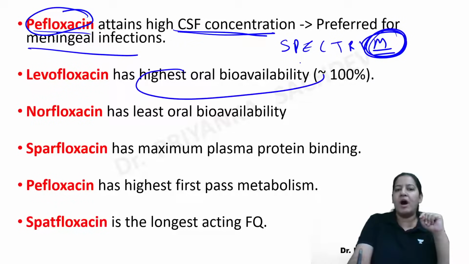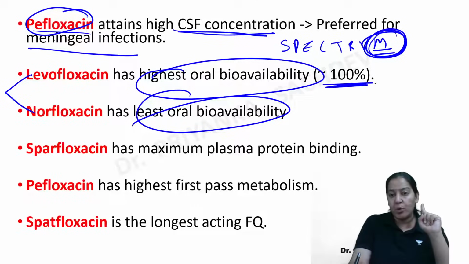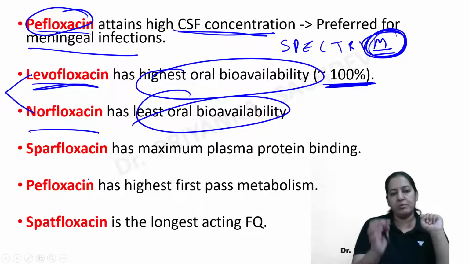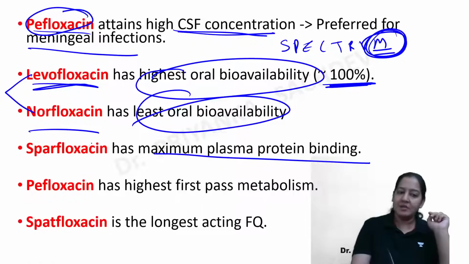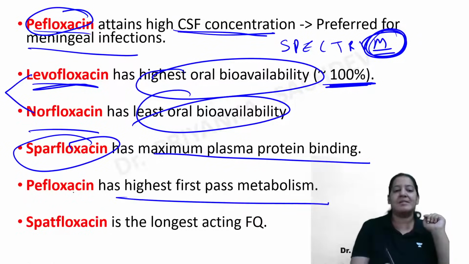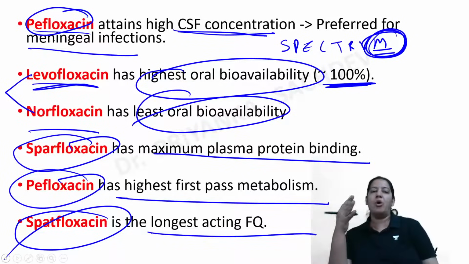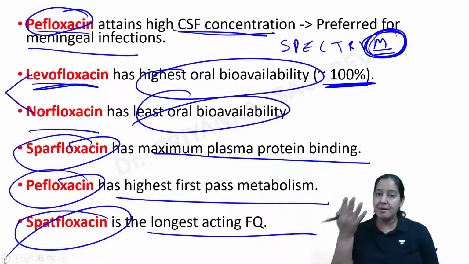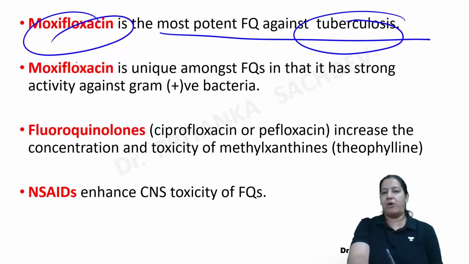Tell me the highest bioavailability and lowest bioavailability. The highest and lowest दोनों पे MCQ है. Highest 100% oral bioavailability is Levoflox and the lowest is Norflox. Maximum plasma protein binding किसका है? The answer is Parflox. Highest first pass metabolism किसका है? The answer is Pflox. Longest acting कौन है? The answer is Parflox. You have to learn all these one-liners: highest bioavailability, lowest bioavailability, highest plasma protein binding, highest first pass, the longest acting, maximum CSF concentration. Most potent for TB is Moxiflox, right?